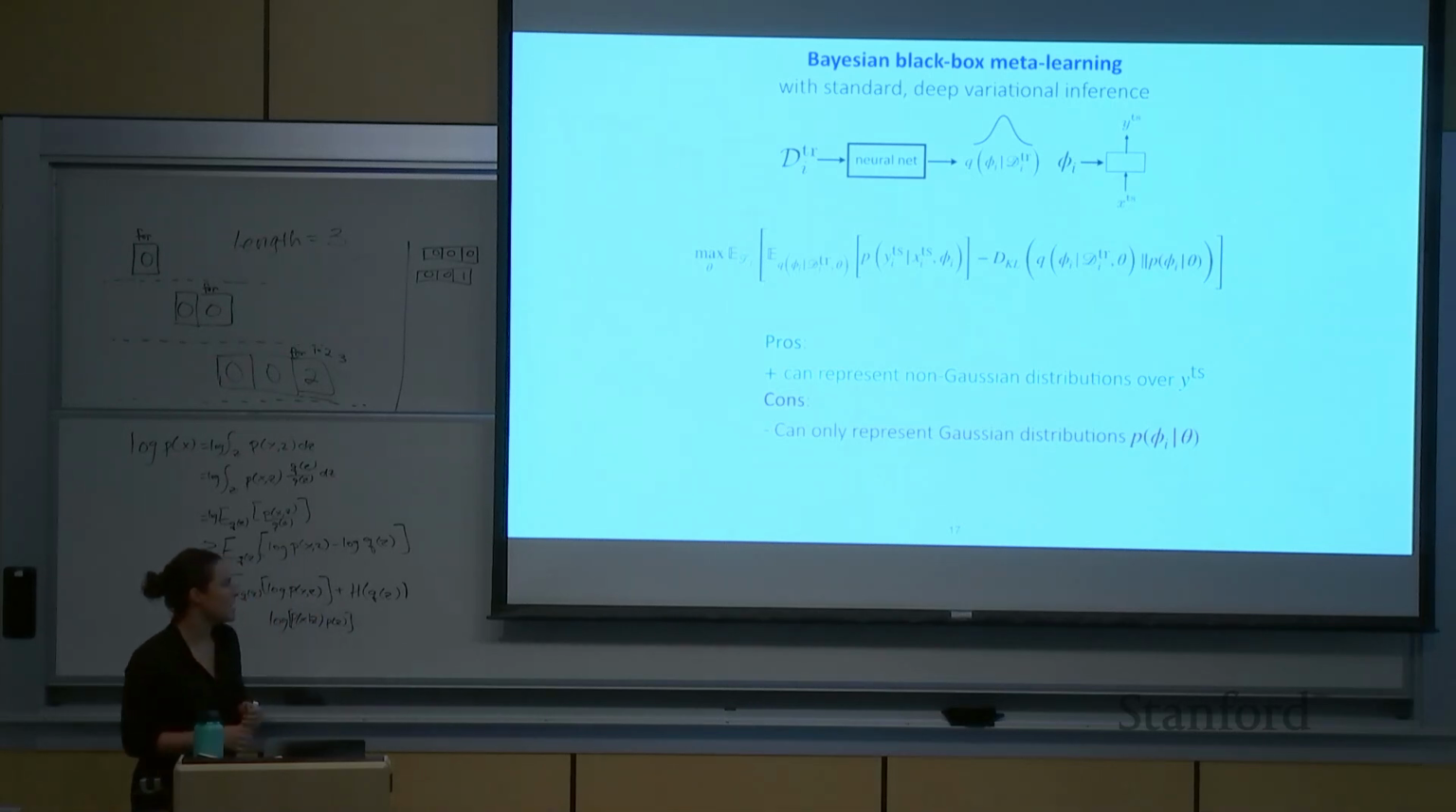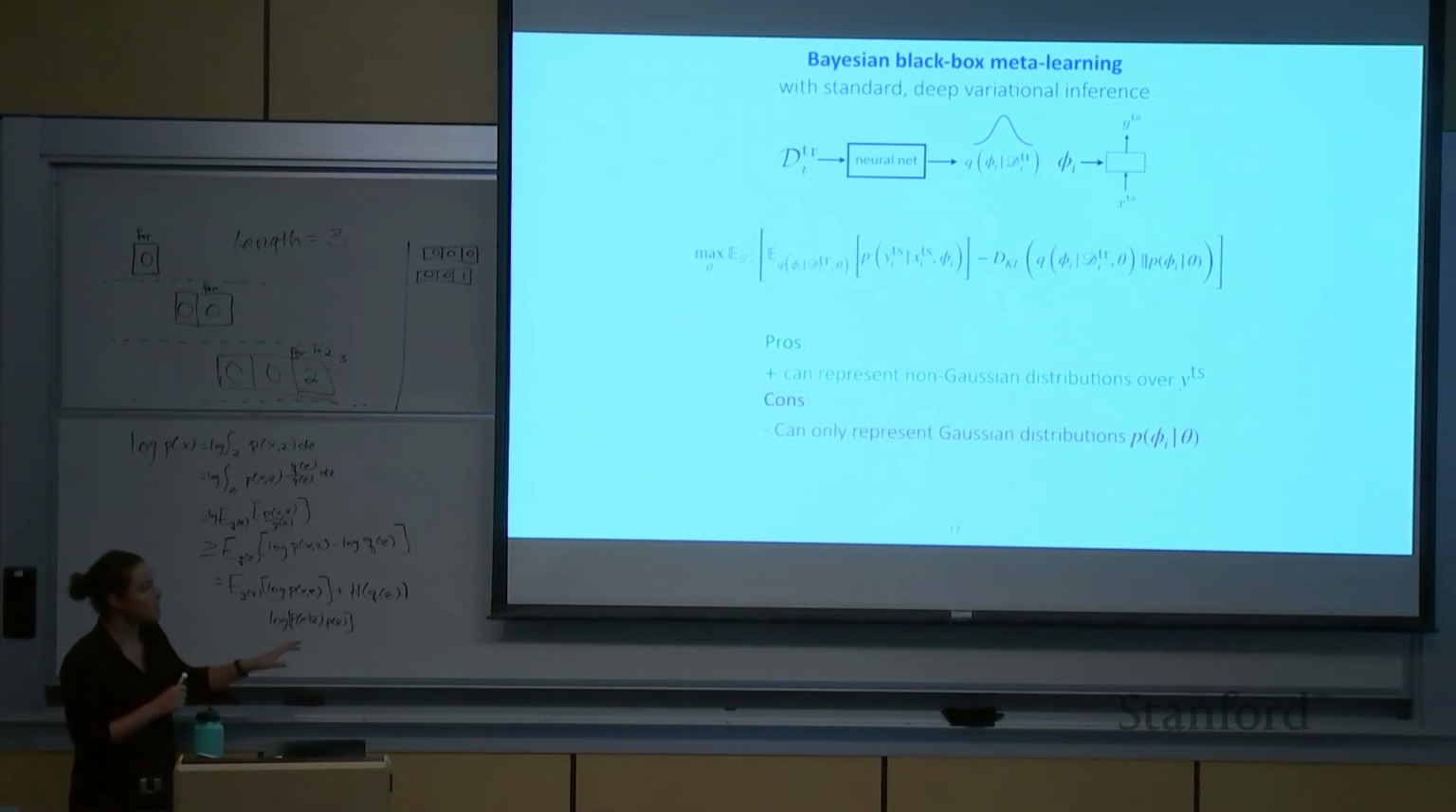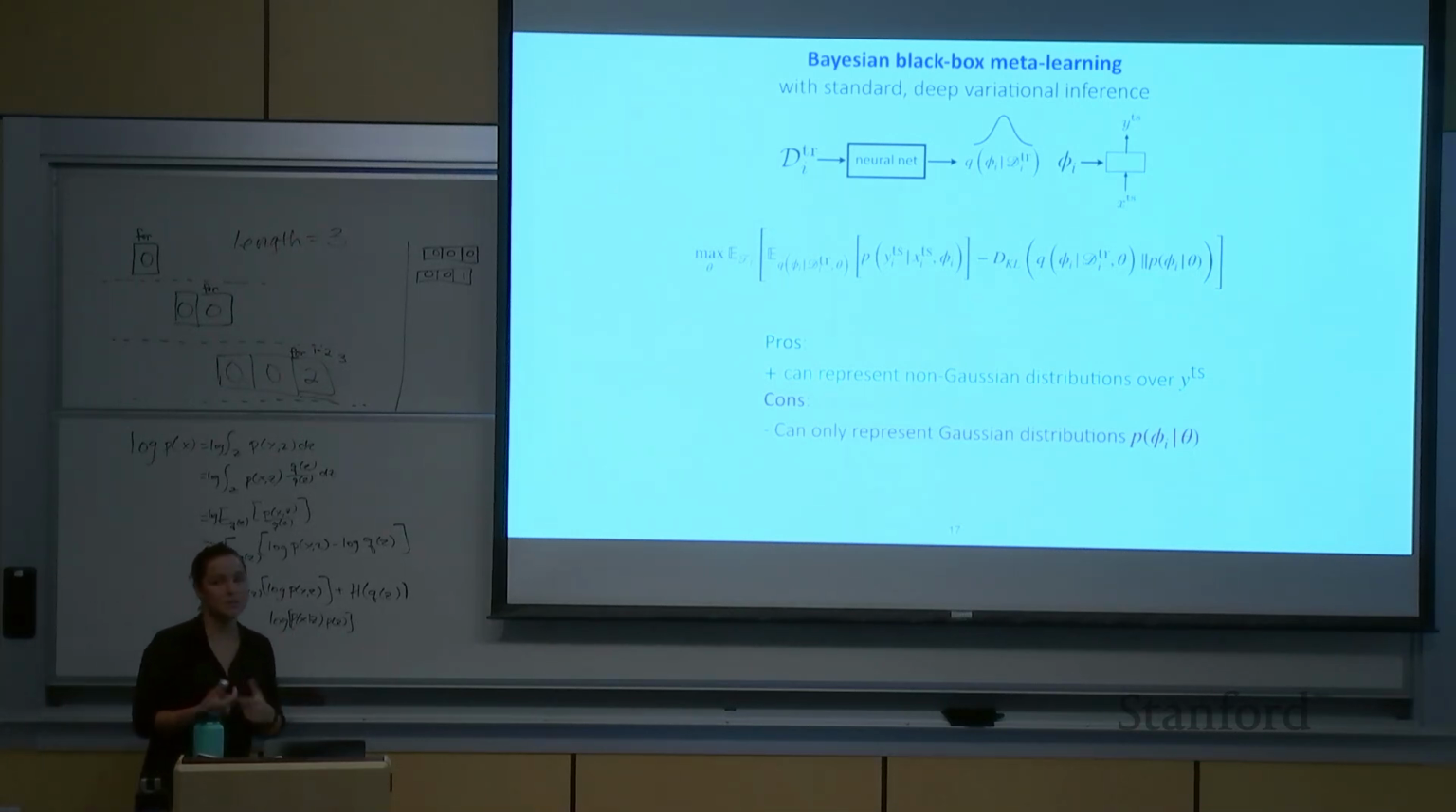And there's, I guess, two reasons for that. One is the reparameterization trick, which holds for Gaussian distributions, but is much more difficult to do for non-Gaussian distributions. The second thing is that the KL term that comes up in the objective can be evaluated in closed form for Gaussians, but can't be evaluated in closed form for other non-Gaussian objectives.